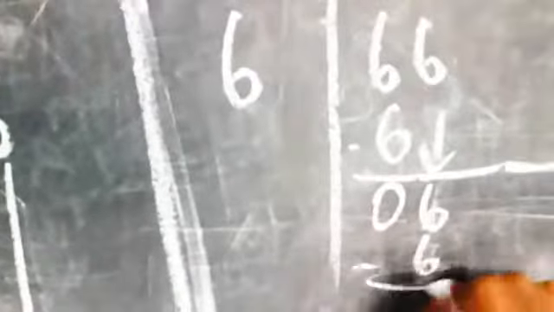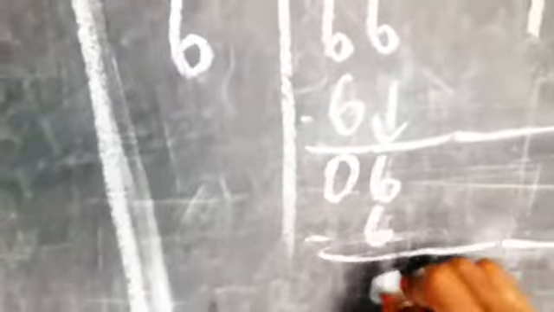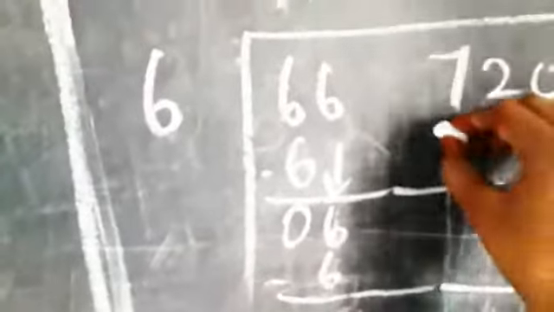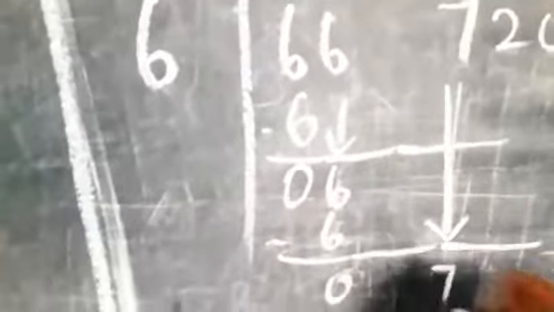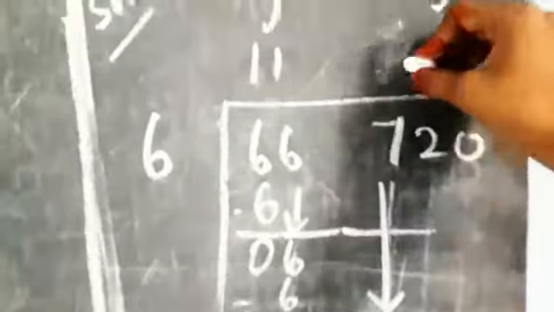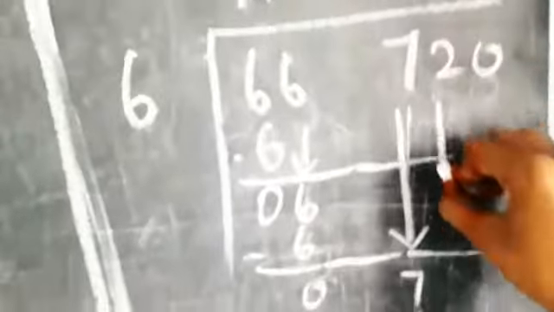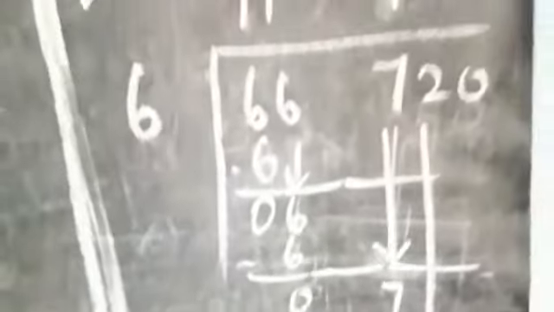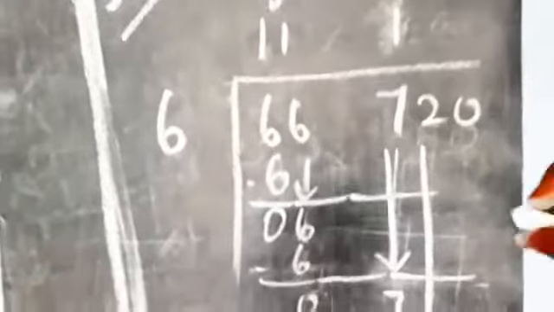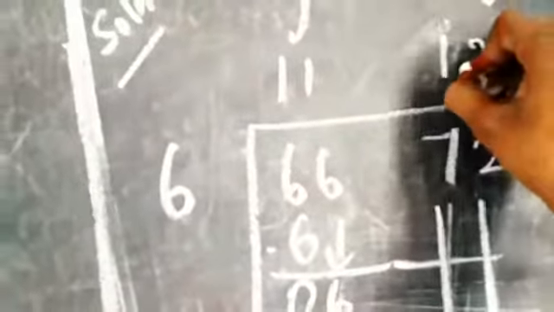Now subtract. 6 minus 6 is 0. Now bring down the 7. 1 6 is 6. So you write the number 1 in the quotient. 1 6 is 6. Now subtract. 7 minus 6 is 1. Now bring down the 2. It's 1 6 is 6. 2 6s are 12. So you write the number 2 in the quotient. 2 6s are 12. Now we can subtract.